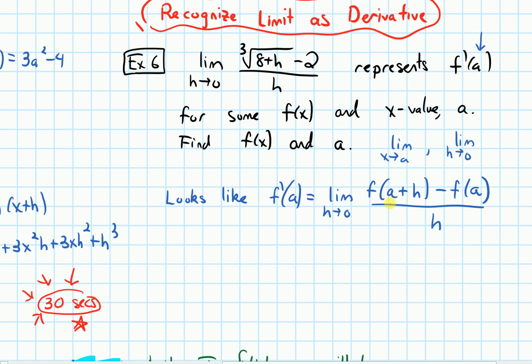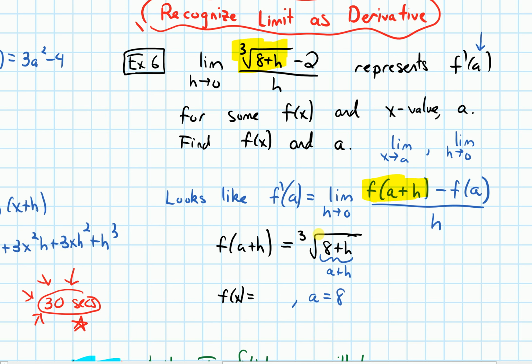Okay, so we think our limit looks like this definition of the derivative. If we match our limit with this definition, that means this cube root part should match up with this f of a plus h. So f of a plus h should be equal to that cube root of 8 plus h. The thing on the inside of the cube root has the form of some number plus h, a plus h. So it seems pretty likely that a is going to be 8. But what's our underlying function here? Well, the 8 plus h is being plugged into a cube root. So our function is the cube root of x.